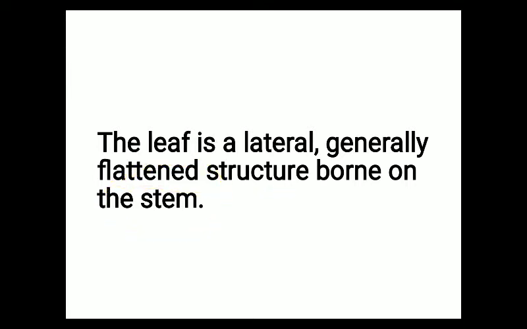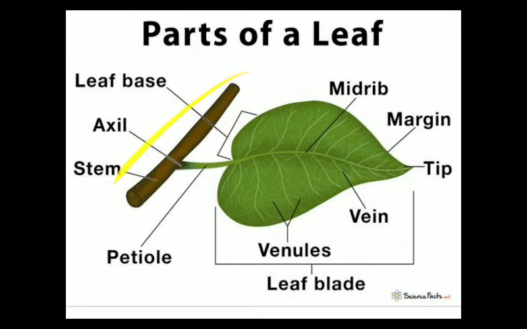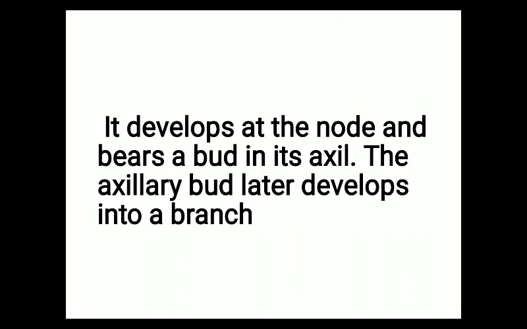So on which part of the plant will they be present? They will develop on the stem. In this diagram you can see that this is a stem, and these leaves will grow laterally. It develops at the node and bears a bud in its axil. The axillary bud later develops into a branch. So these leaves develop from the node, and they possess a bud in their axil.